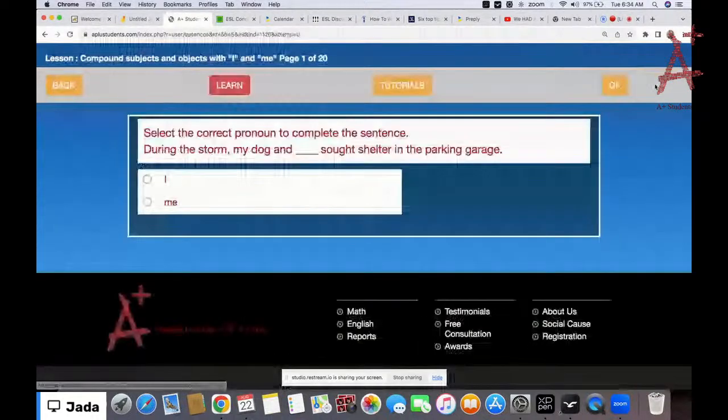All right, so let's interact. Okay, in the comment section, everybody share your answer if you know it. So it says select the correct pronoun to complete the sentence. During the storm, my dog and dash sought shelter in the parking garage. This is the best answer, I, because we saw it in the tutorial.